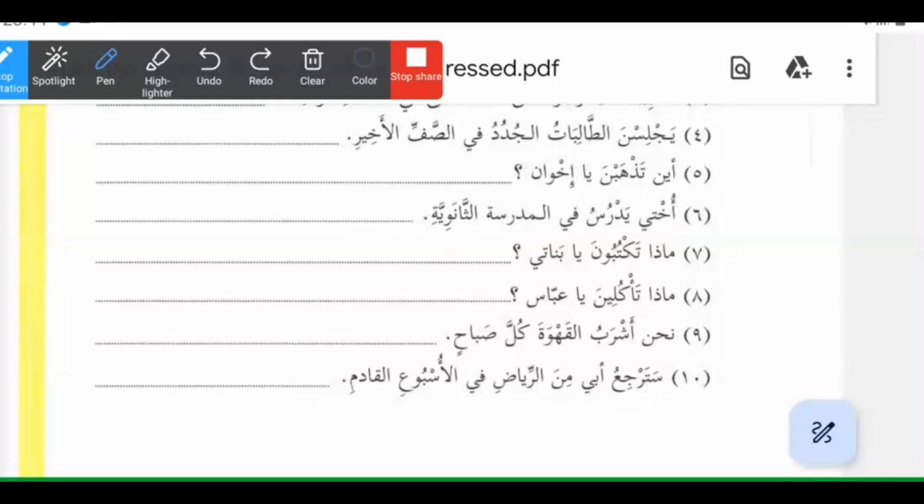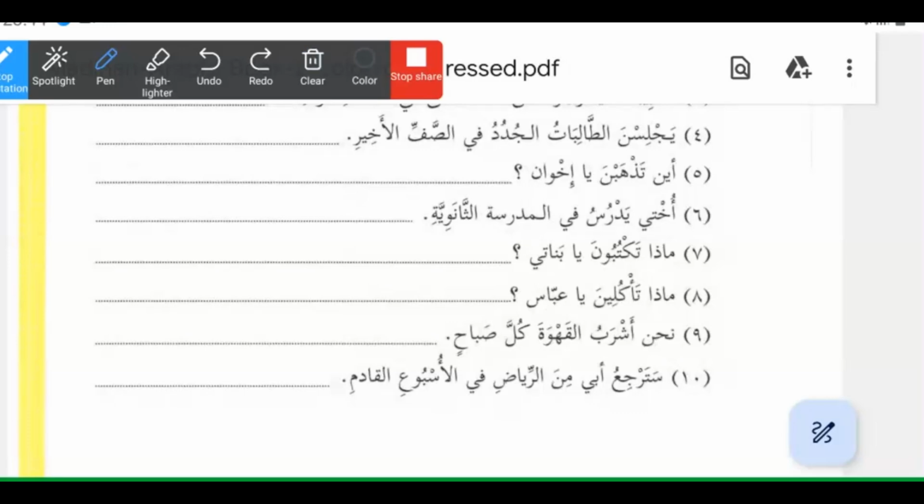Nahnu ashrabu al-kahwata kulla sabah. Every morning we drink kahwa. Nahnu ashrabu will not come. Nahnu nashrabu. Nahnu nashrabu al-kahwa. Al-kahwa is the maf'ul bihi. That's why fatha is coming. That's the object here in the sentence.